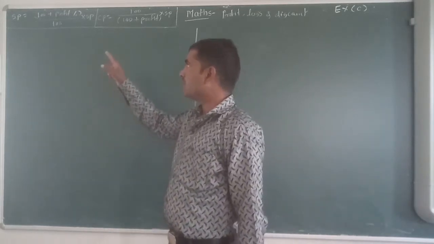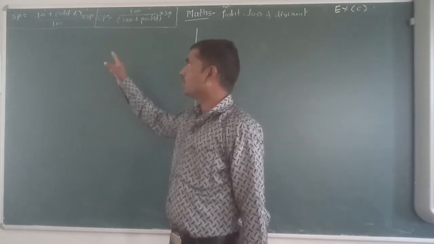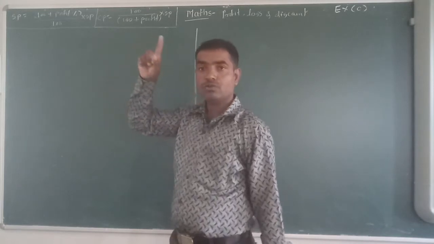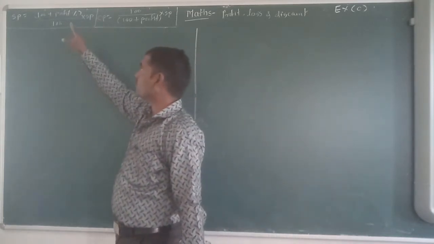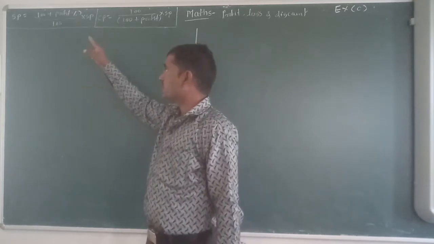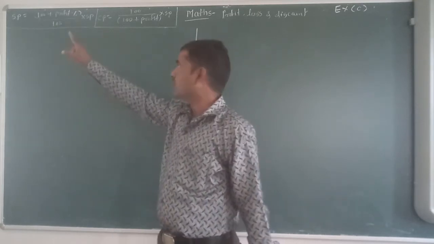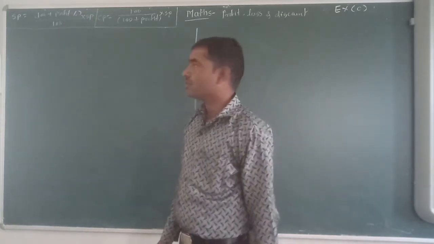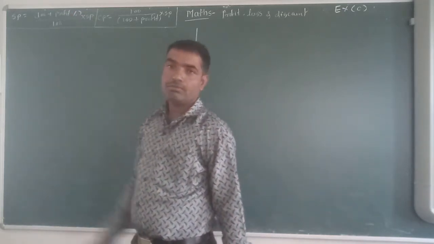SP is equal to (100 plus profit percent) upon 100 multiplied by CP. It is 100 plus profit percent when the profit is given. When the loss is given, then it is (100 minus loss percent) upon 100 multiplied by CP. When profit is there, it will be plus, and when loss is there, you have to take the minus.